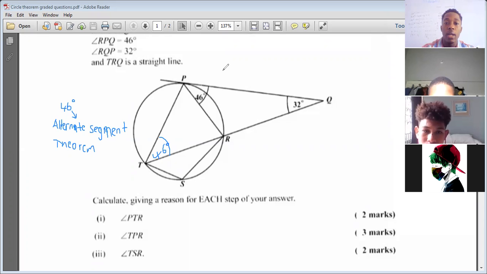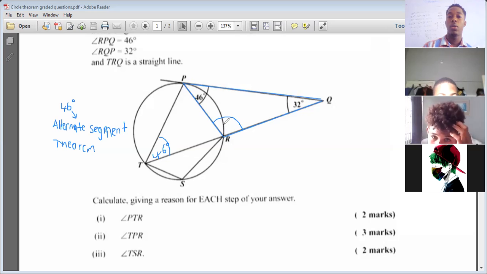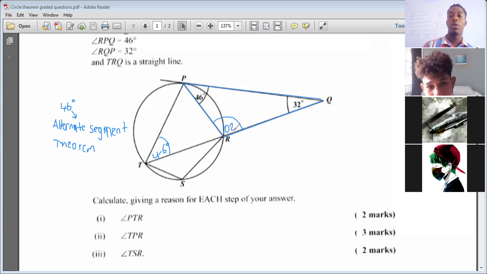Look at it. Isn't this a triangle, guys? Yes, sir. Good. And what do you know about angles in a triangle? They add up to 180. So if this is 46 and this is 32, what is this here? 102. 102? Yes, sir. Good. And that is 102 degrees.